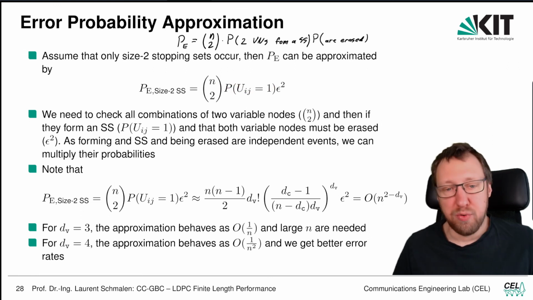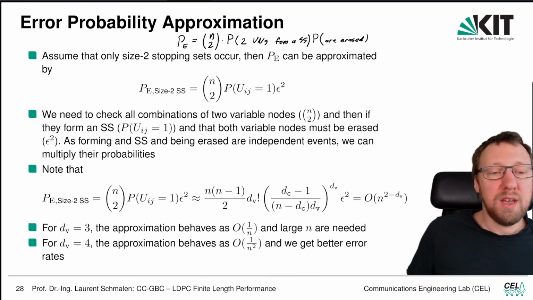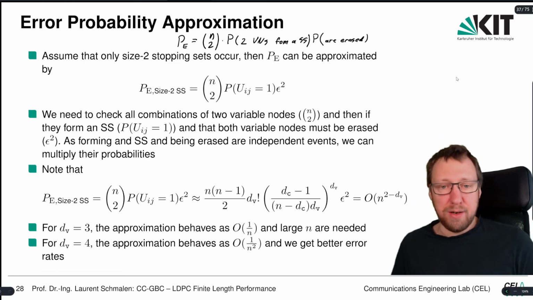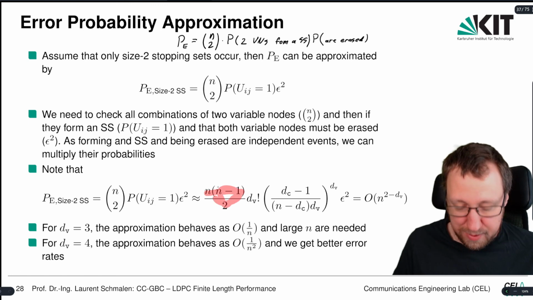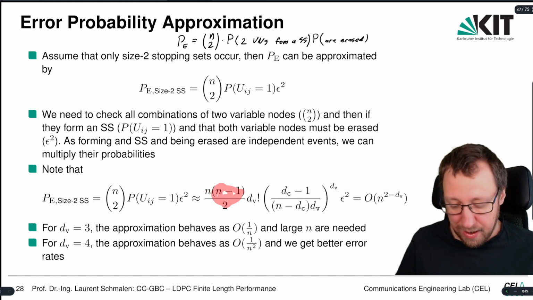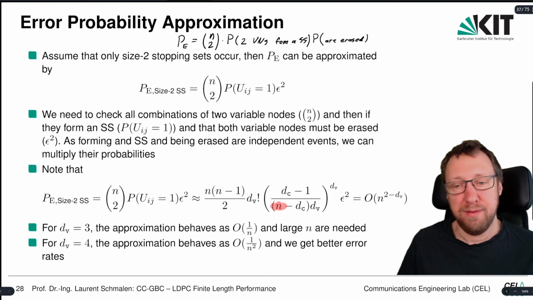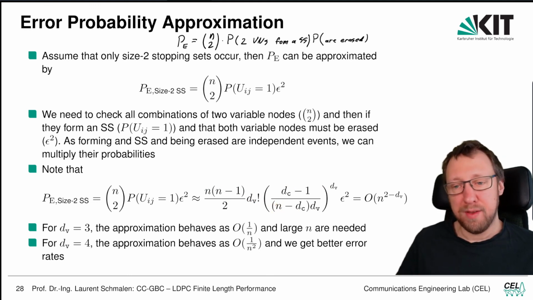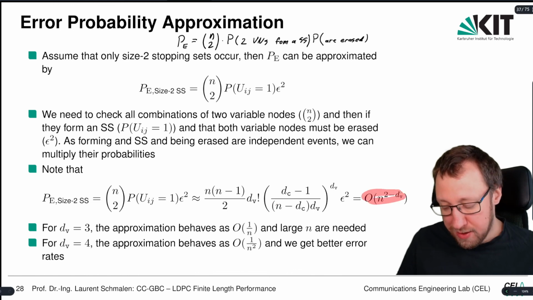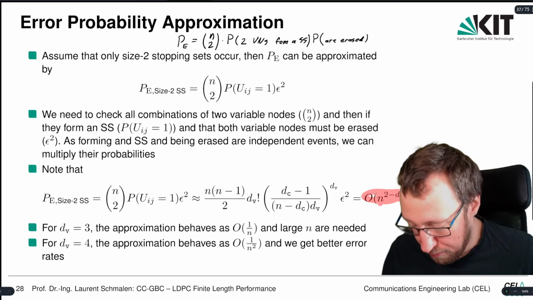We can also look at the approximation just to see the behavior of what's going on. So the behavior that we see is the following. We have n times n minus 1 divided by 2, that's n choose 2, times dv factorial times this term. This term looks like n to the power minus dv. So in terms of dv, the whole thing looks like n to the power 2 minus dv. That is important to remember.